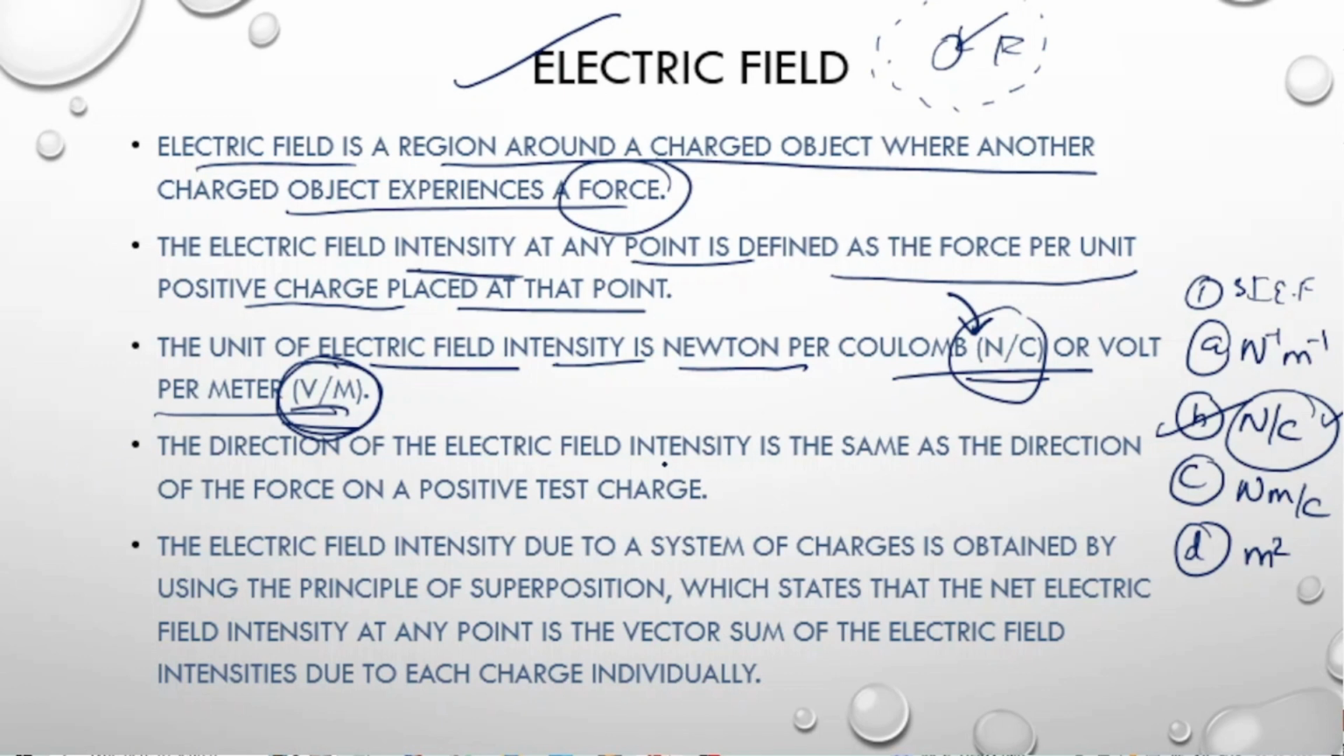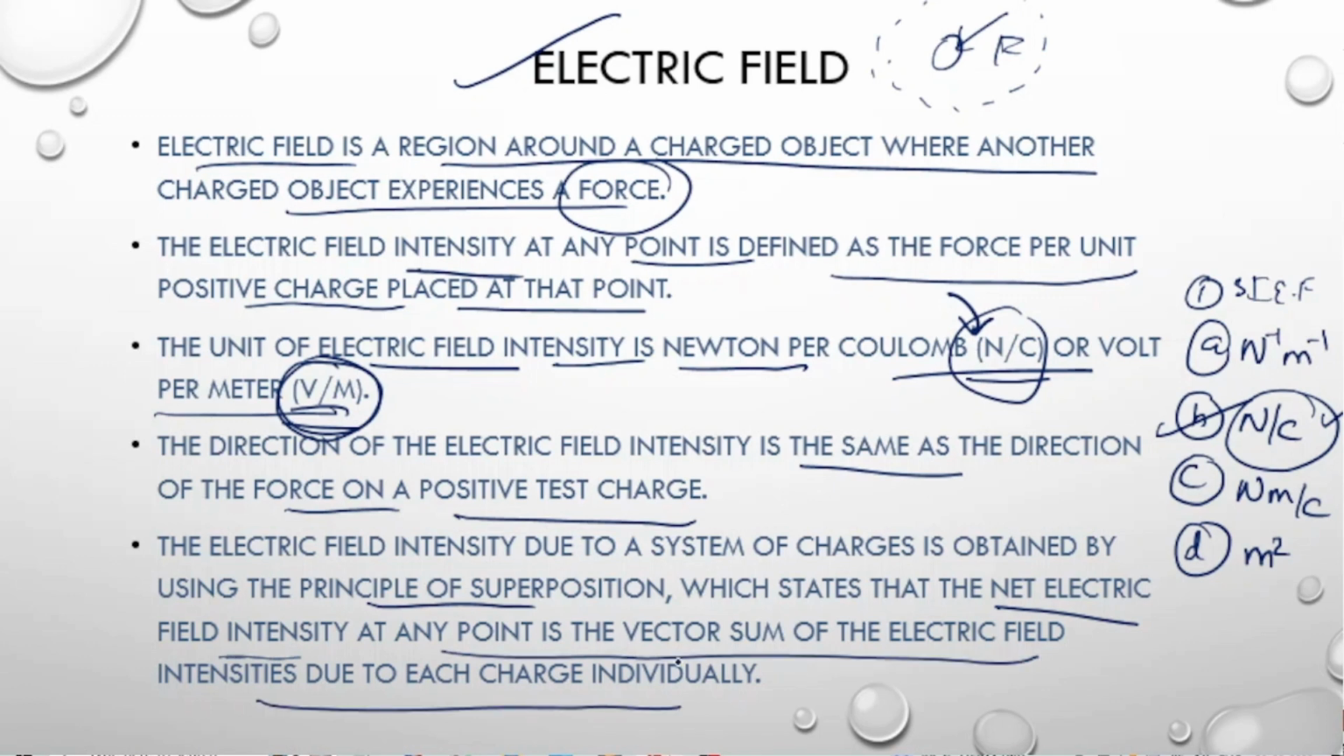The direction of electric field intensity is the same as the direction of the force on a positive test charge. That we have already learned. Next, the electric field due to a system of charges is obtained by the principle of superposition. It states that the net electric field at any point is the vector sum of the electric field intensities that arise due to the individual point charges.